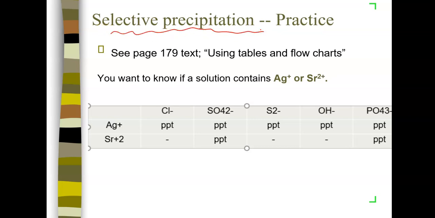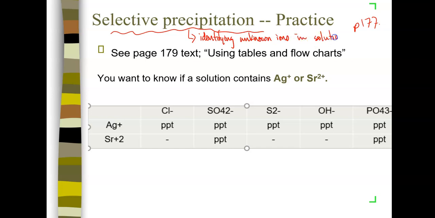But we're talking about selective precipitation. Selective precipitation. So this starts on page 177 in your book, and it's talking about qualitative analysis. And so here we're looking at a procedure that can be used to help identify unknown solutions or unknown ions in a solution. So selective precipitation, identifying unknown ions in solution.